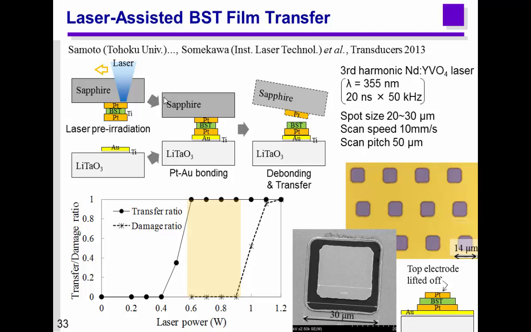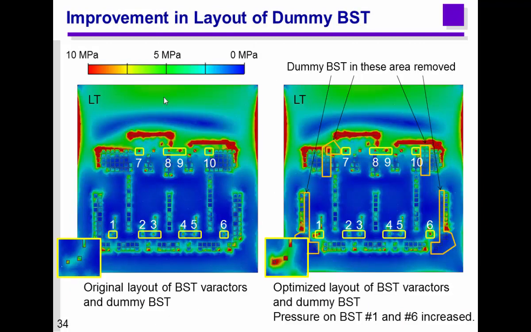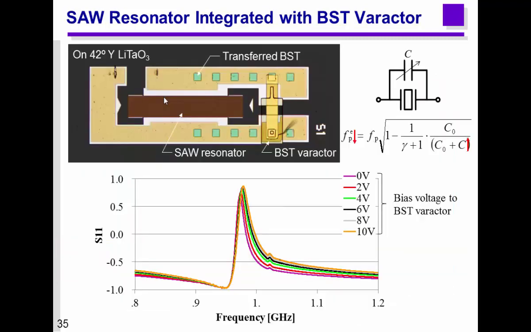Of course, to increase the yield of transfer, we optimized many parameters. Of course, the laser power, and the other important point, the layout of the device, the BST. For bonding, uniform force must be applied to each varactor. So using FEM simulation, we optimized the position of the dummy BST. And finally, 100% transfer yield was achieved.